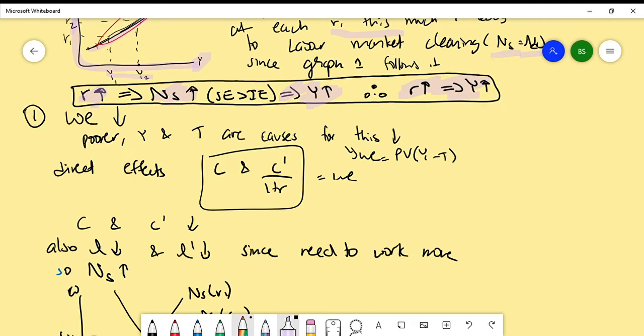And why did this decrease? Probably because Y decreased or T increased. Those are two potential causes, since lifetime wealth is equal to Y minus T. The direct effect of the lifetime wealth decreasing is that current C and future C decrease, because of this formula over here. Since lifetime wealth decreases, that means current and future C decrease. And there's also leisure decreasing. Why is this? Because I need to work more because I'm poor.